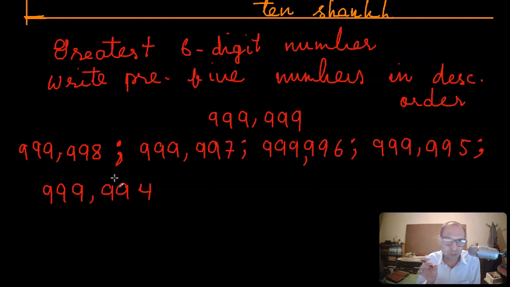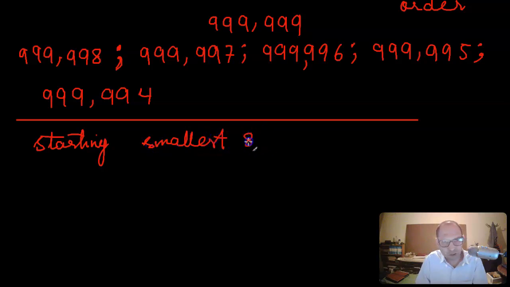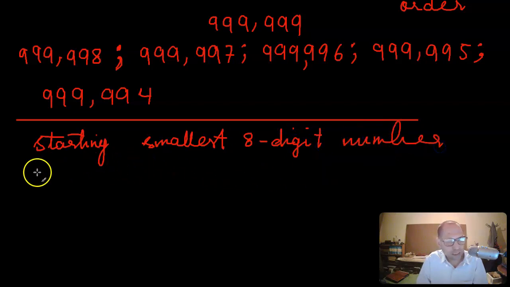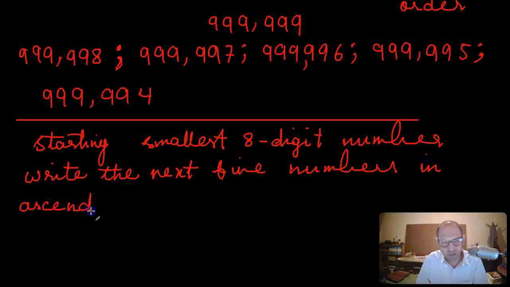subtracting, multiplication or addition, things like that, might become a little bit confusing sometimes. Or basically, starting from the smallest 8-digit number, write the next five numbers in ascending order, and you also want to read them.